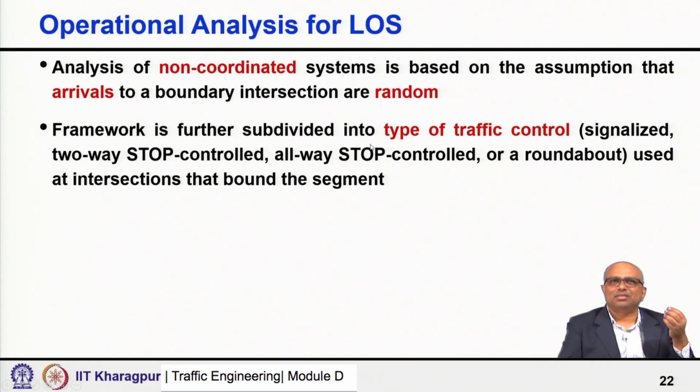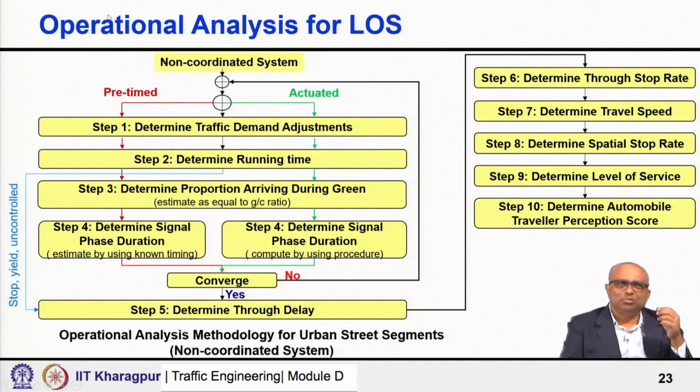The framework is further subdivided by type of control, which could be signalized, two-way stop control, all-way stop control, like that, used at intersections that bound the segment. Now, here I am going to discuss briefly what you can see. This is the non-coordinated system. Again, it could be pre-timed or actuated.